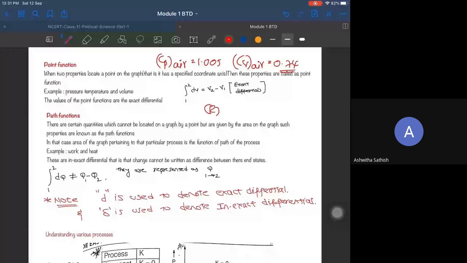It's already 12:31. So I will keep asking these values every time. You must answer this because these values are very important in solving the problems: the Cp, Cv, gamma, and R of air and water. Okay. All the best, guys. Have a nice day. Take care. Thank you, sir.